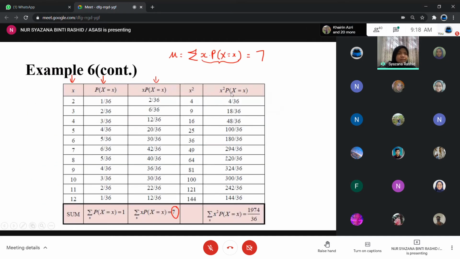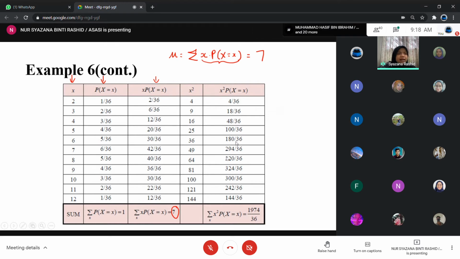So apa maksud x square times p? So you ambil x square you dapat tadi. Okay, take this x square multiply with p in the second column. So you ambil ni darab. Okay, for each term. 4 times 1/36, 9 times 2/36. Okay, lepas tu you darab dapat ni.